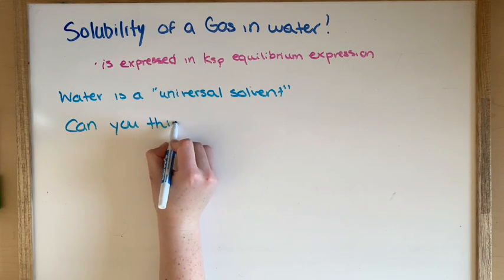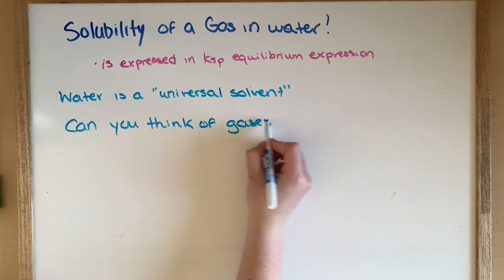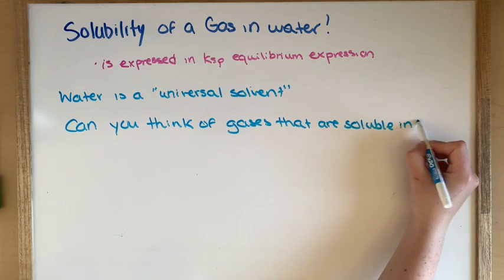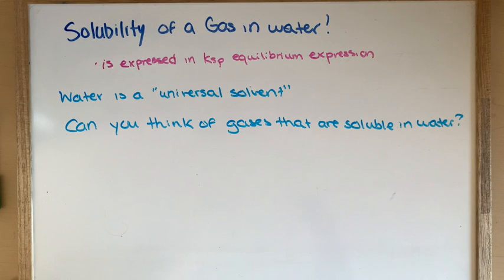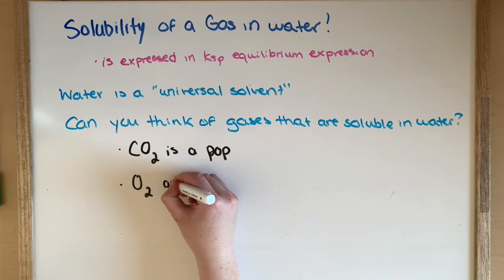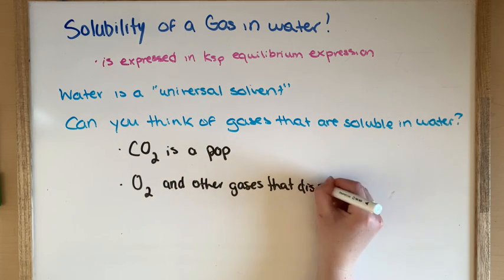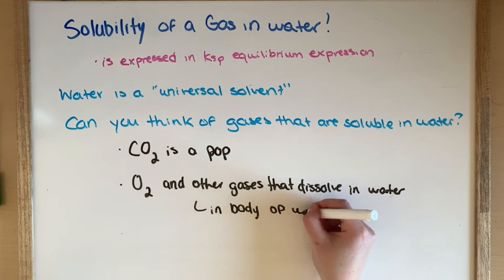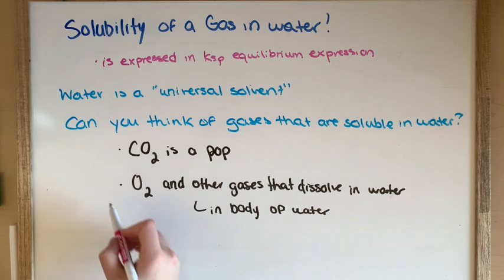So pause the video and try and think of some scenarios where a gas is soluble in water. So there's carbon dioxide, so like in a soda pop or something like that, and you can also have oxygen, which we probably thought of as well, which is dissolved in a body of water like a river, lake, etc.